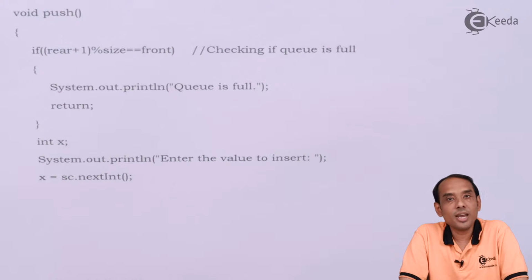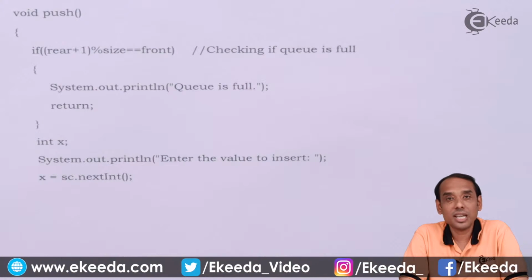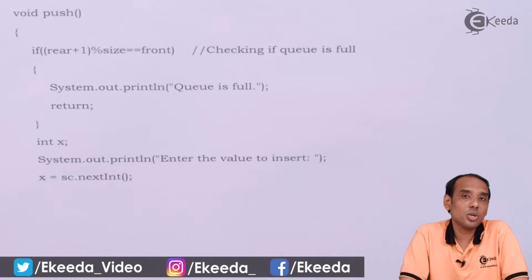Before inserting any value into the circular queue, we need to check whether the queue has some values or not. In other words, whether the queue is empty or not. Also, we need to check whether the queue is full. Here, the important word is full. How do we check whether the queue is full or not?